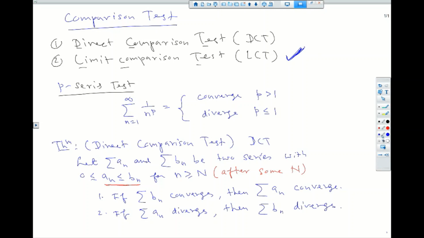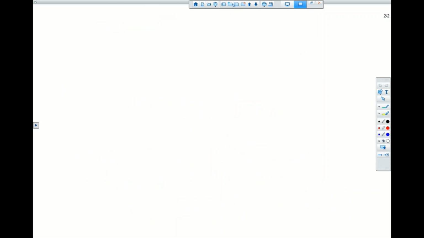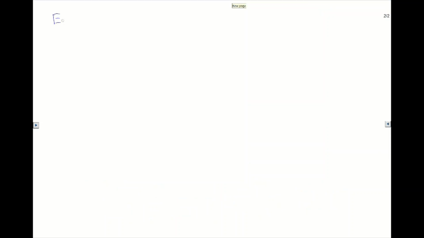As the first example, we're going to go to this one, example number 1. Test for convergence. For example, let's say the sum from n equals 1 to infinity of 1 over n squared plus 1.